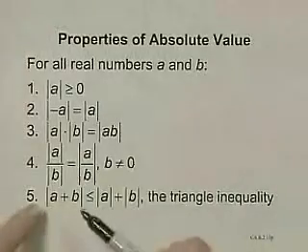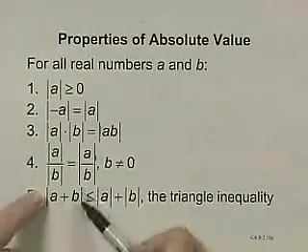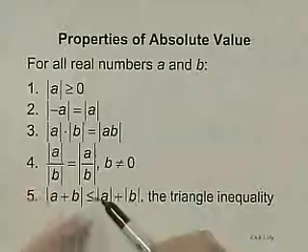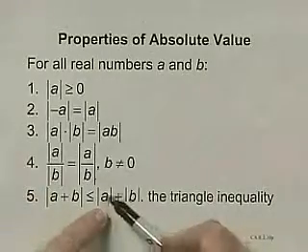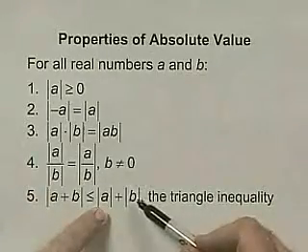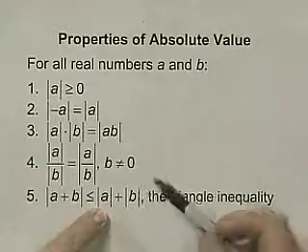And the triangular inequality: the absolute value of the sum of a and b will always be less than or equal to the sum of the absolute value of a and the absolute value of b. Let's look at an example using some of the properties we just talked about.